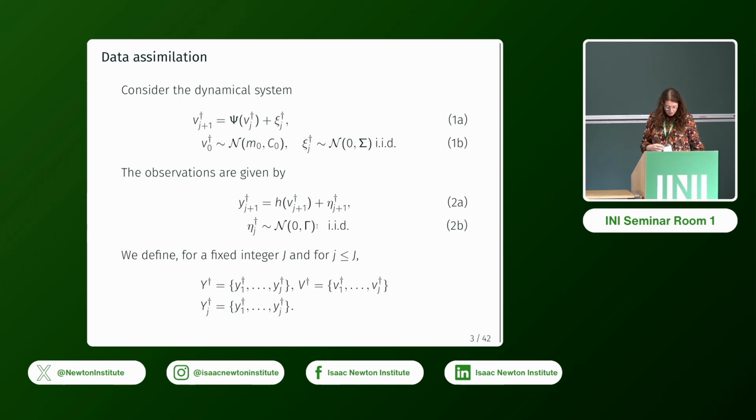So we have some total time interval that we're interested in. So that's capital J. And I'll denote the collection of all observations from time 1 to capital J as just y dagger. And then y j dagger, for some j less than or equal to capital J, is all the observations accumulated up to that time. And capital V dagger is the collection of all the states up to time capital J.